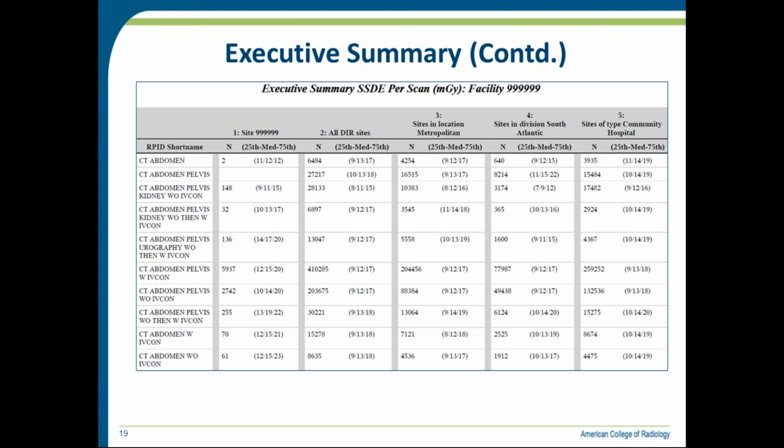And this is the number of 9, 12, and 17 for DIR. And you can compare where your medians or your 75th percentile are, and compare that to DIR median and DIR 75th percentile to see how your facility is doing with respect to DIR.